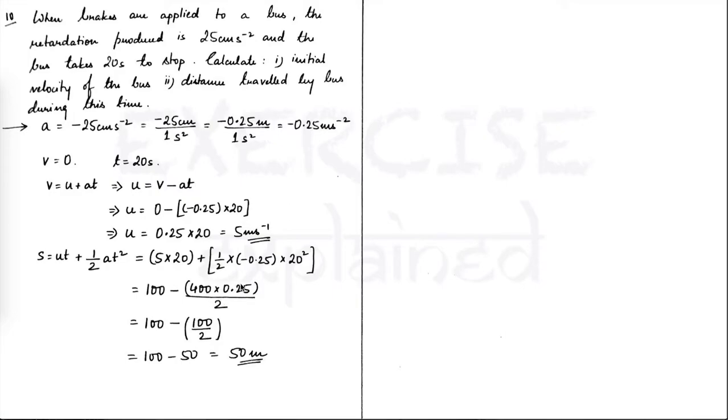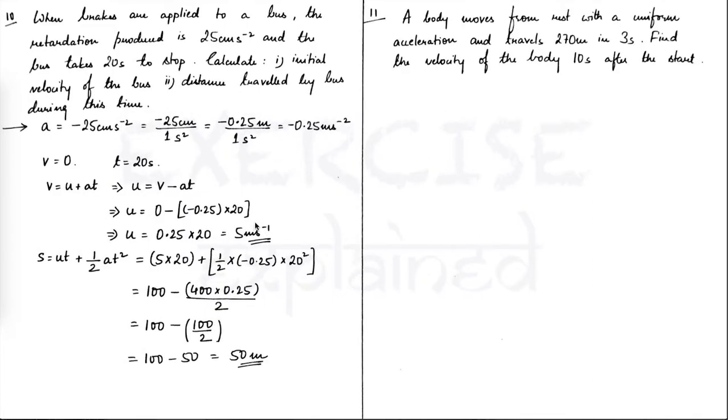So here what I get is 100 minus 400 into 0.25 divided by 2. So 400 into 0.25 gives me 100 divided by 2. So 100 minus 100 by 2. Now 100 by 2 is 50. So we get 100 minus 50, that is nothing but 50 meters. So distance traveled by the bus during this time is 50 meters and initial velocity of the bus is 5 meter per second. Now getting to the question number 11, exercise 2C, ICSE 9th.